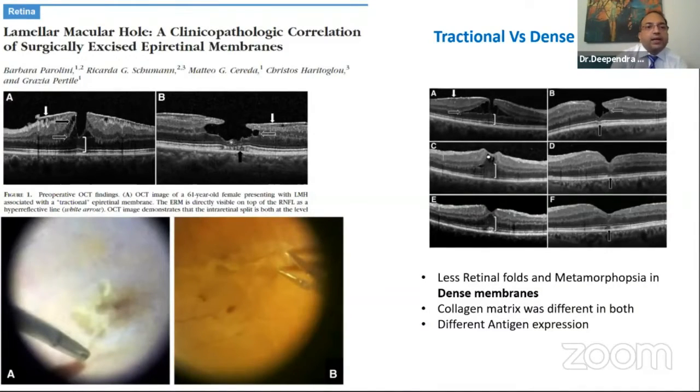So this was the landmark Bárbara's article, where she not only peeled these membranes and analyzed their OCT, she also analyzed these membranes histopathologically. And what was reported was that there are two different membranes. On your left side, the A photograph shows the tractional membrane, which is highly reflective, and on the right side there is a dense membrane which was visible as a yellow tissue intraoperatively, and it was a smoother looking membrane with medium reflectivity. She also reported that folding and wrinkles are very less with these dense membranes.